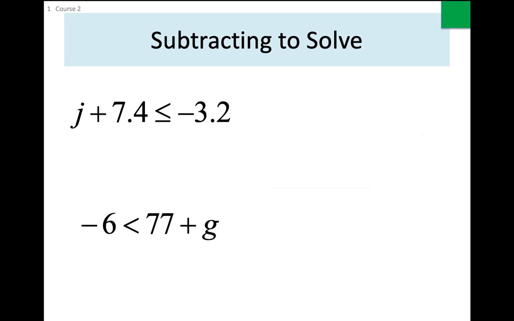All right, let's see. First one. I'm adding 7.4 to J, so I need to subtract 7.4 from J. That's going to be some scratch work off to the side. So I got negative 3.2 minus 7.4. Same signs means add. 4 plus 2 is 6. Notice I lined up the decimal place. 3 plus 7 is 10. I'm not carrying anything. And we're adding with negatives, so negative 10.6. So I write J is less than or equal to negative 10.6. So my graph: number line, tick mark, closed circle, negative 10.6, and I'm going to shade to the left.